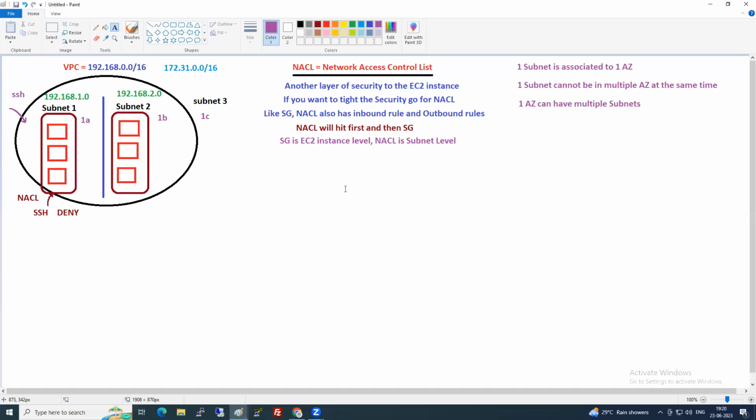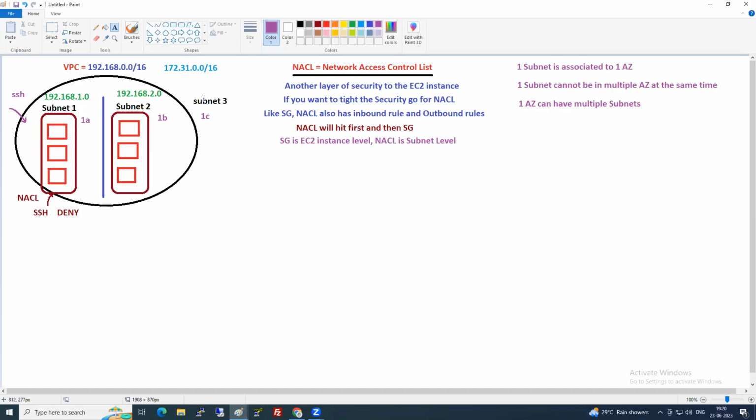If you have created a new NACL, tell me, are inbound rules allowed or denied? For a new NACL, it is deny. The default NACL is okay, but when you are creating a new one, inbound rules are deny. Outbound is also deny. You're getting it.